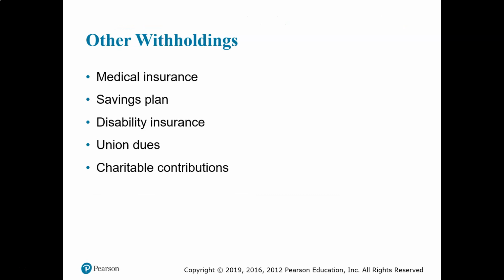Okay, other withholdings, medical insurance. If the employee has medical insurance through the employer, there's going to be a deduction for that, which would include maybe life insurance and dental insurance. Maybe a savings plan, like a college savings plan. Maybe disability insurance. Union dues or charitable contributions could be other potential withholdings employees could have. So there's a lot to consider in doing a paycheck.